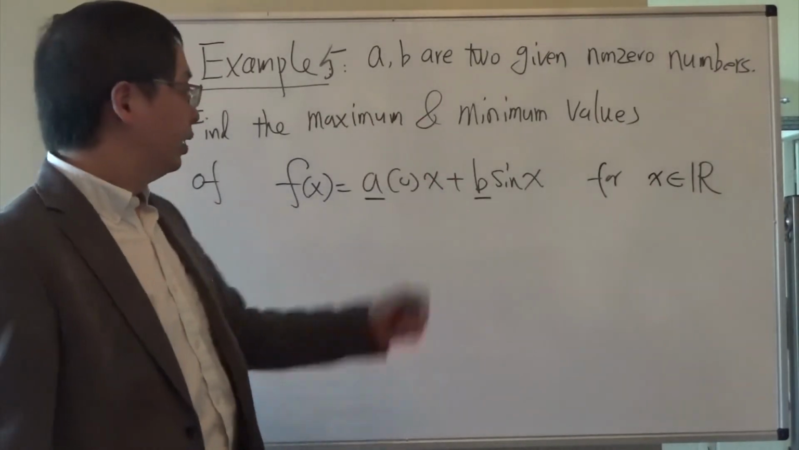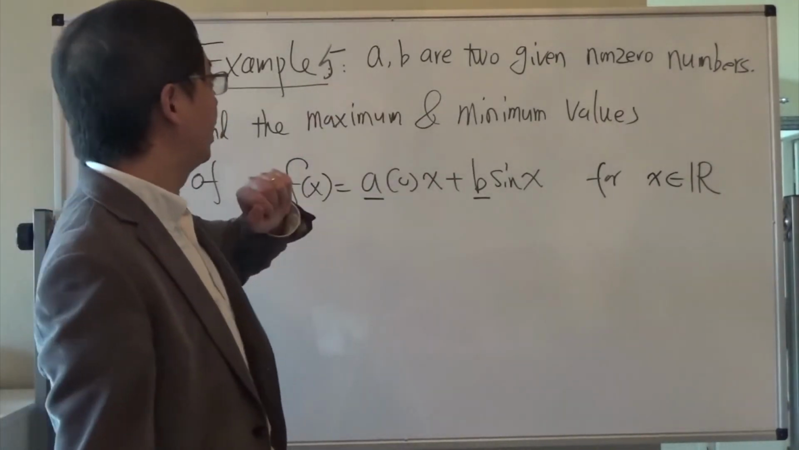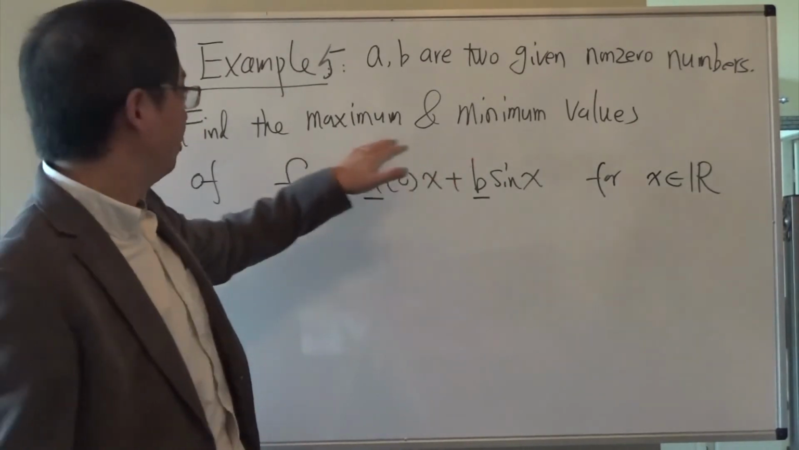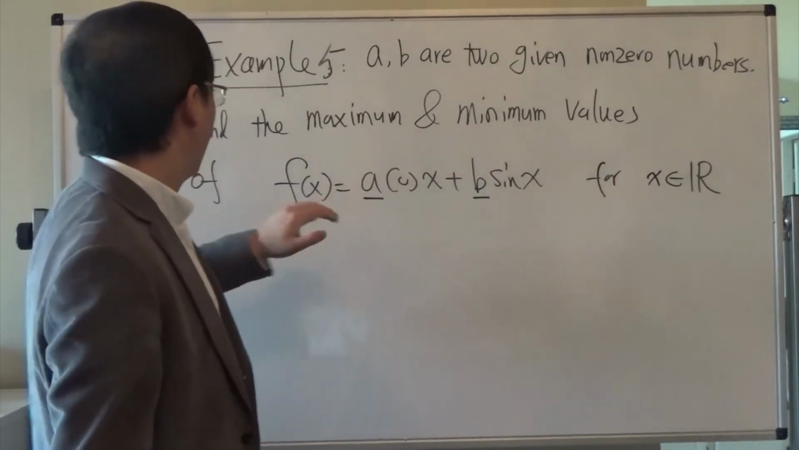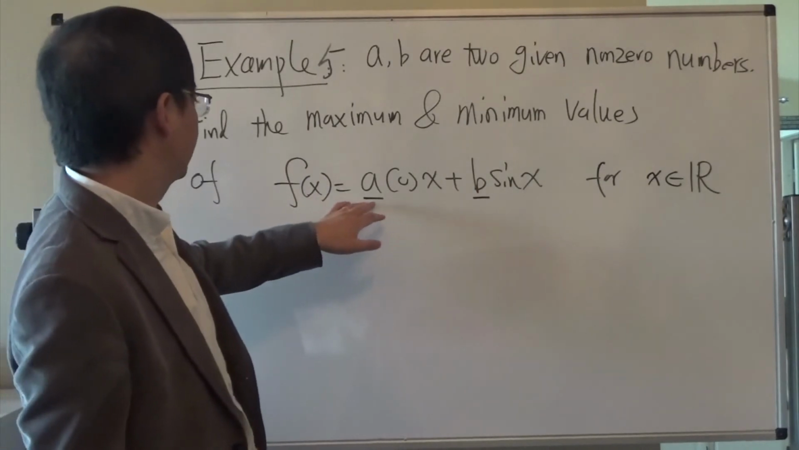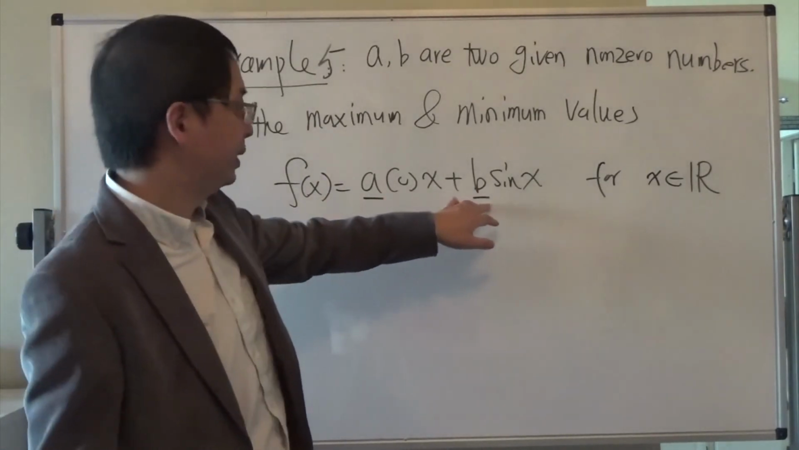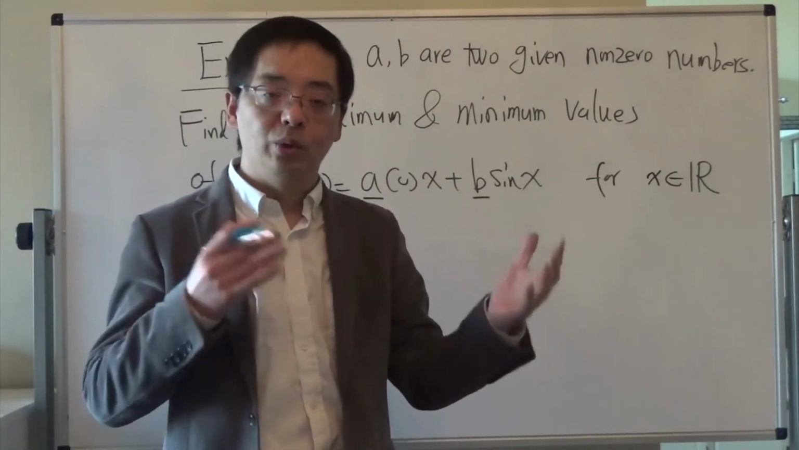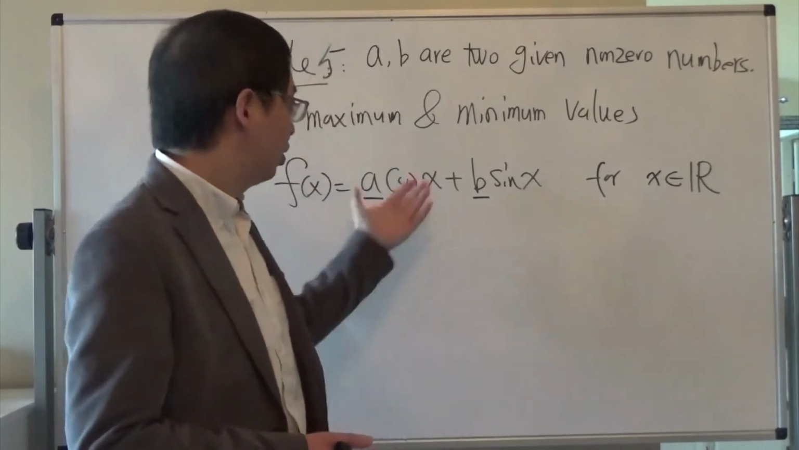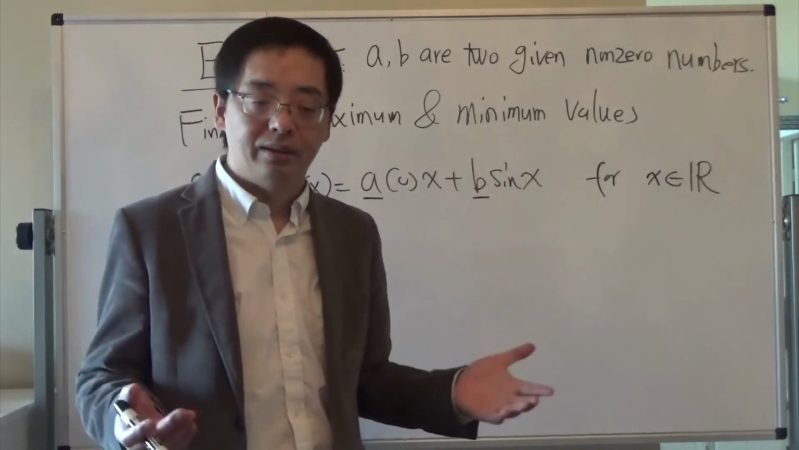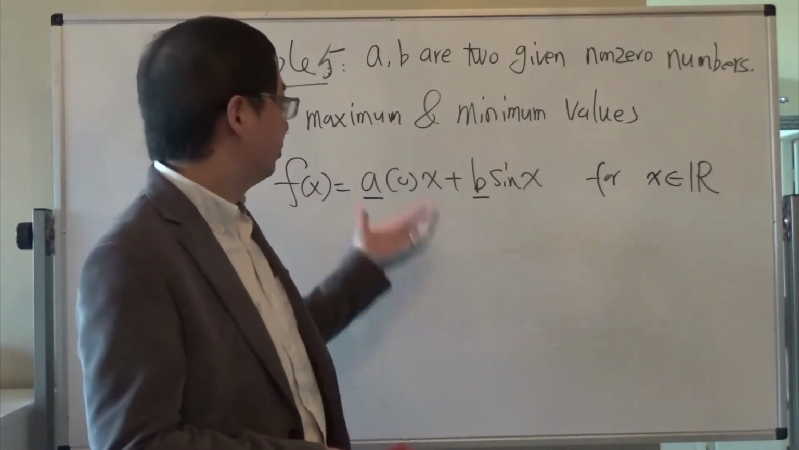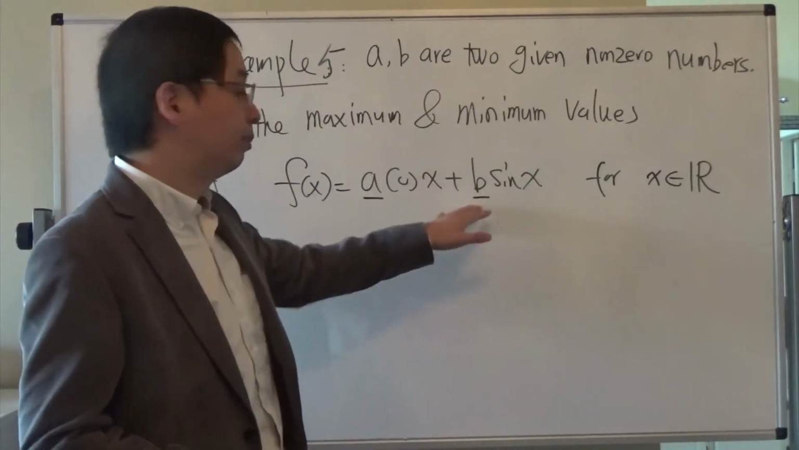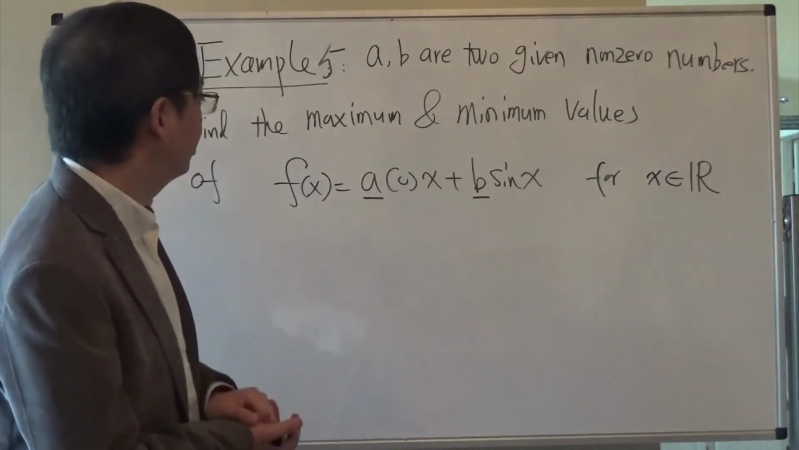Example 5. Here we have two given numbers a and b. They are not 0. We want to find the maximum and the minimum values of the function f(x) equals a times cosine x plus b times sine x for all x in the collection of real numbers. Now, because the function is 2 pi periodic, it's equivalent to finding the maximum and minimum when x is between 0 and 2 pi. Here a and b are fixed. So how should we do that?